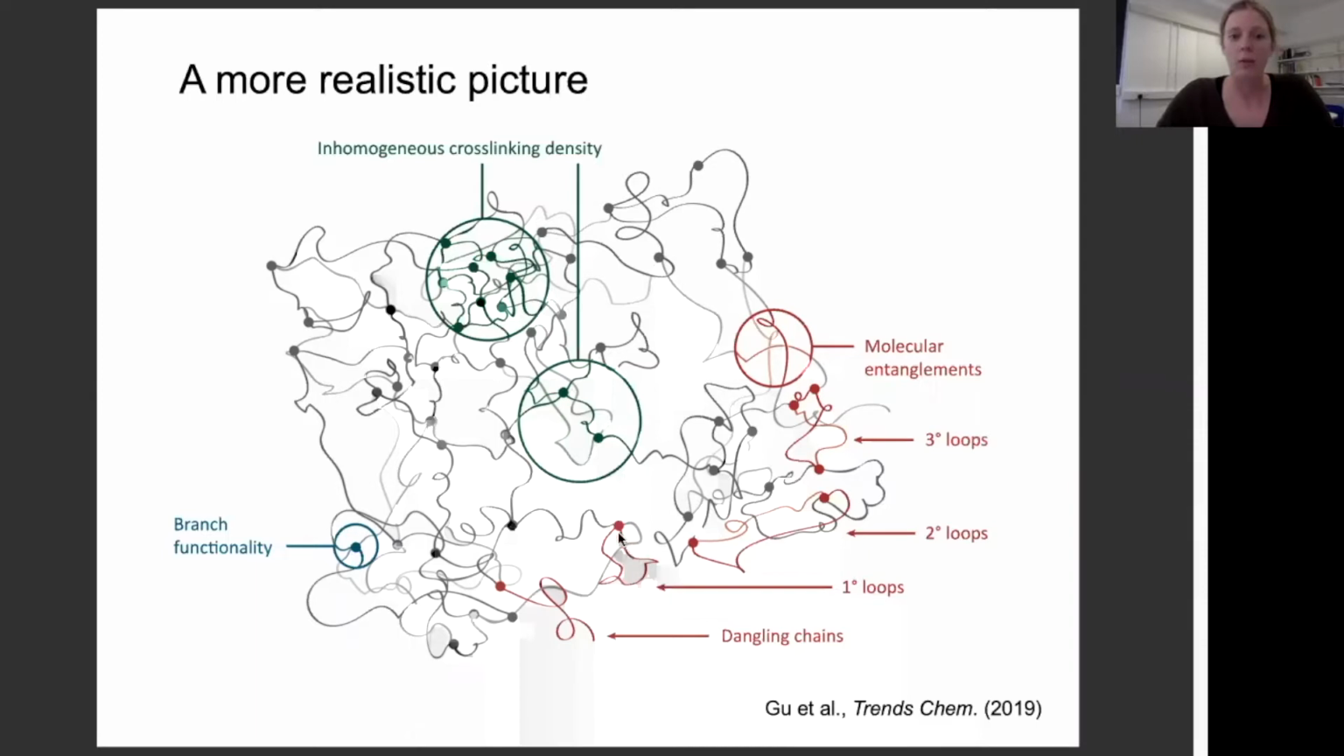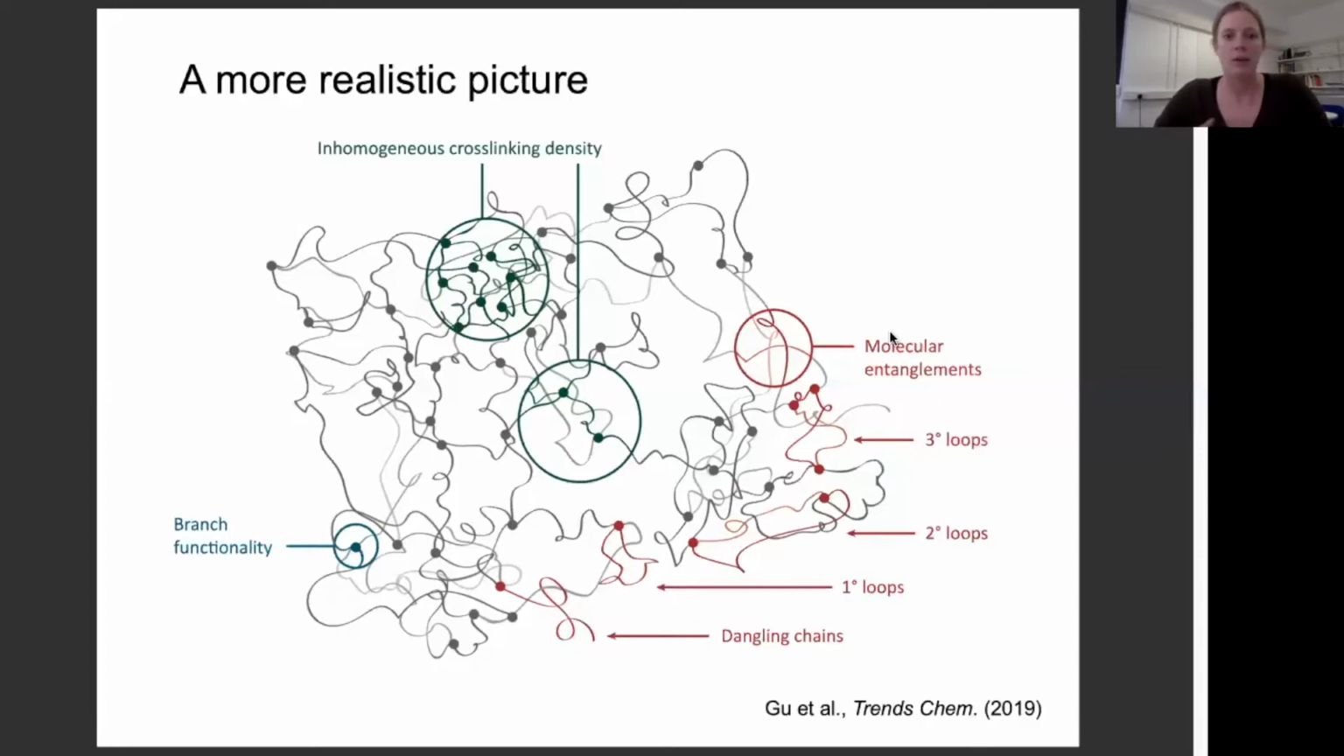So this, for example, is a first-degree loop, where you can go along the same chain and go back to the same crosslink. This is another type of defect, in the sense that this chain will not contribute to the elasticity. You also have second-degree loops, where you need two chains to go back and forth between two crosslinks, and you can have higher-degree loops as well. And you also find entanglement.